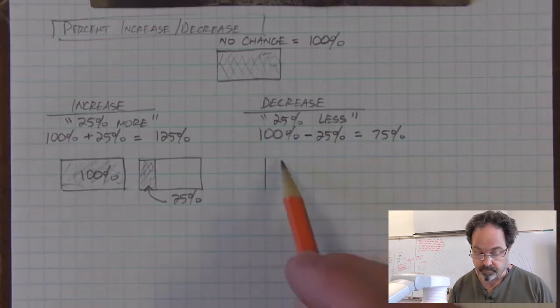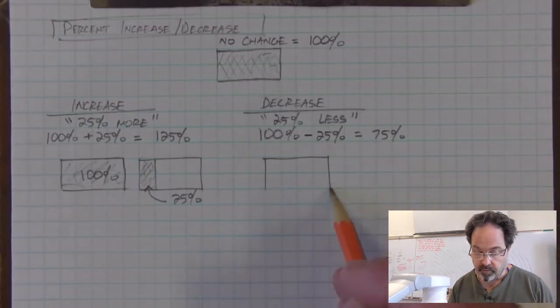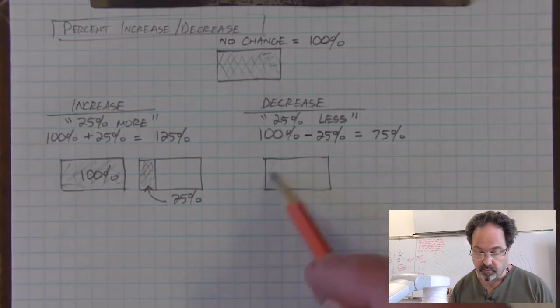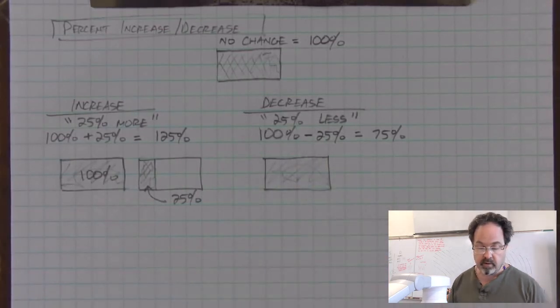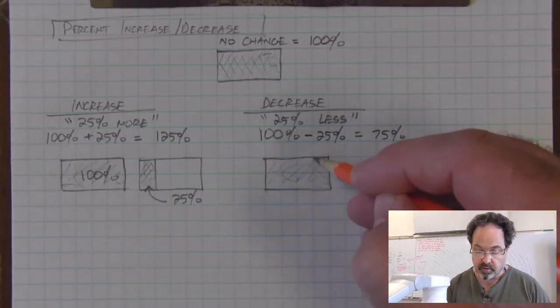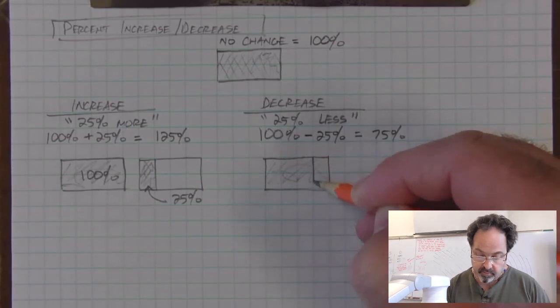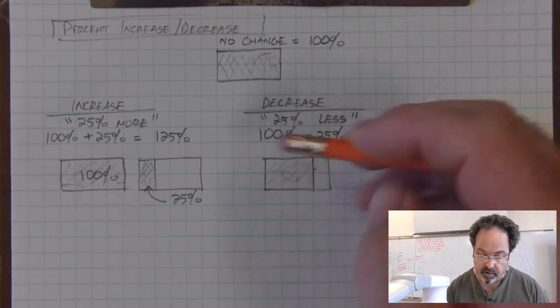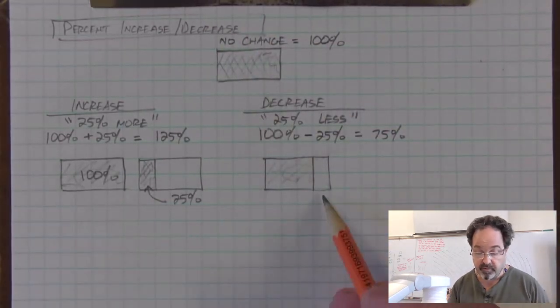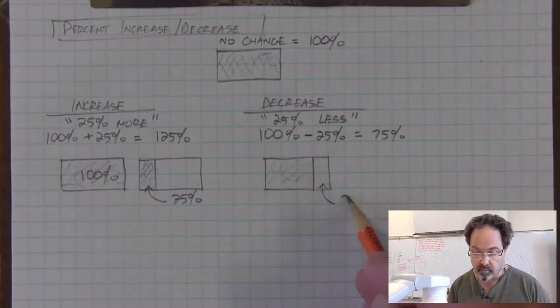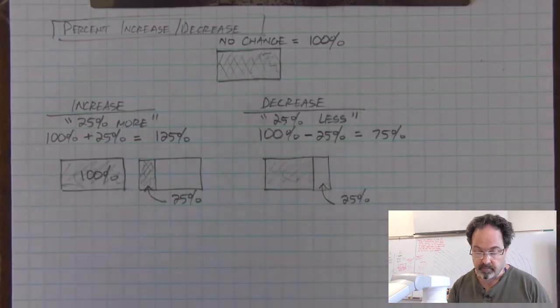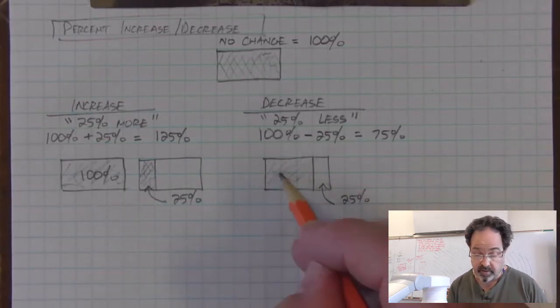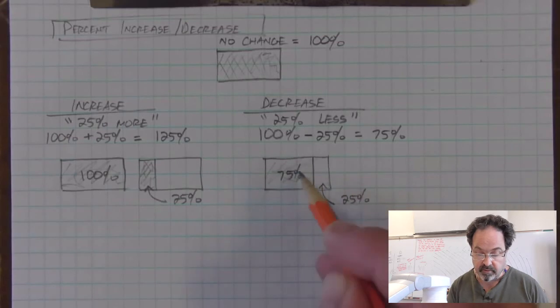Visually, I could represent the 100% that we start with, and I would then need to make a section and take it away. We could unshade that 25% that we're decreasing by, which leaves the 75% left shaded.